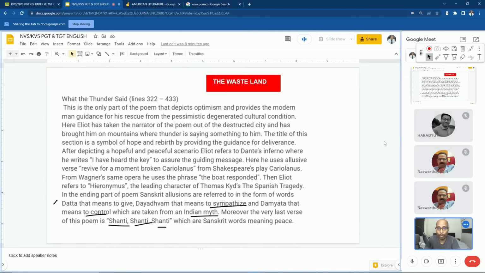So for these problems, the solution given by the poet in The Waste Land is that we should follow Datta, Dayadhvam and Damyata. And this poem ends with Shanti, Shanti, Shanti, which is taken from the Brihadaranyaka Upanishad from Indian tradition.